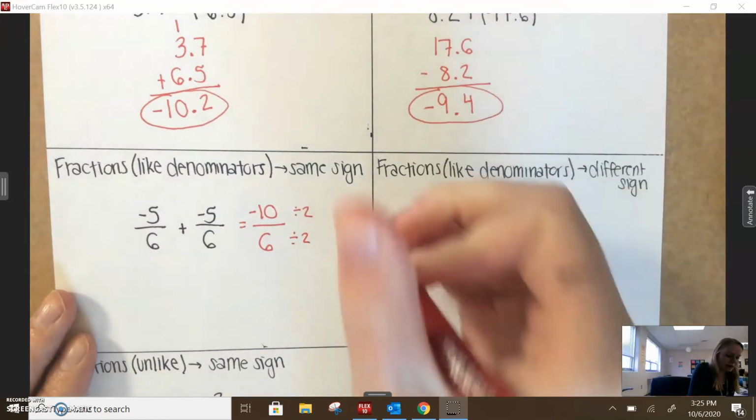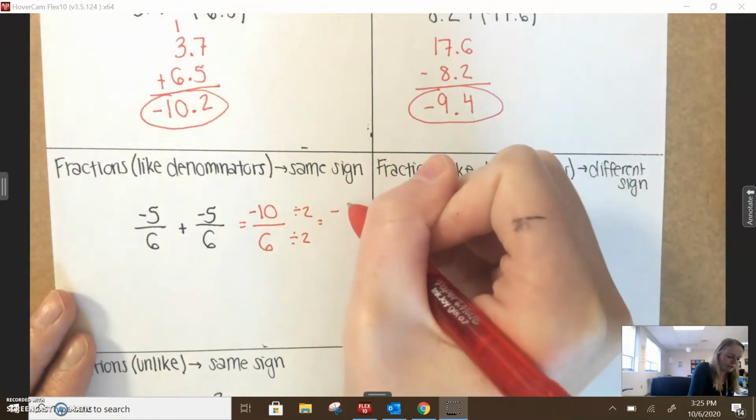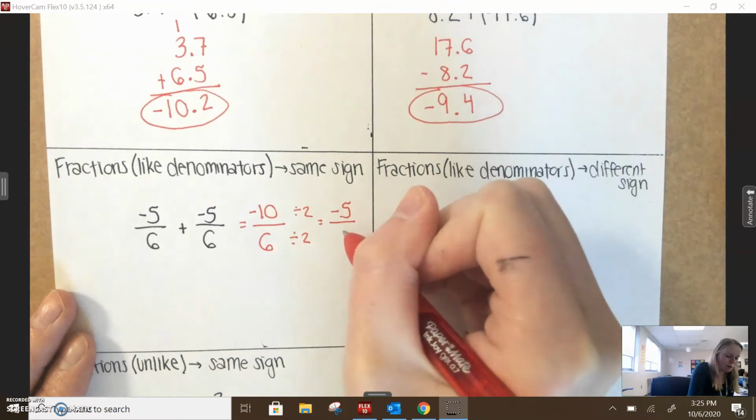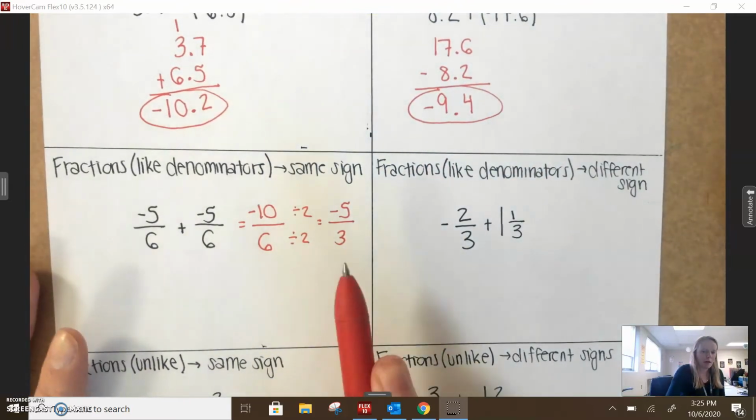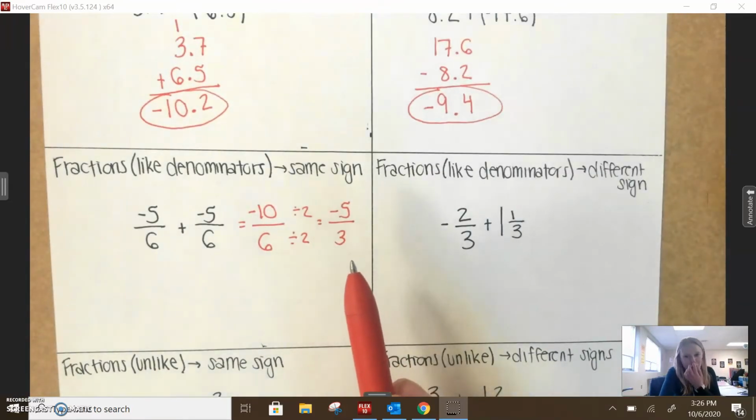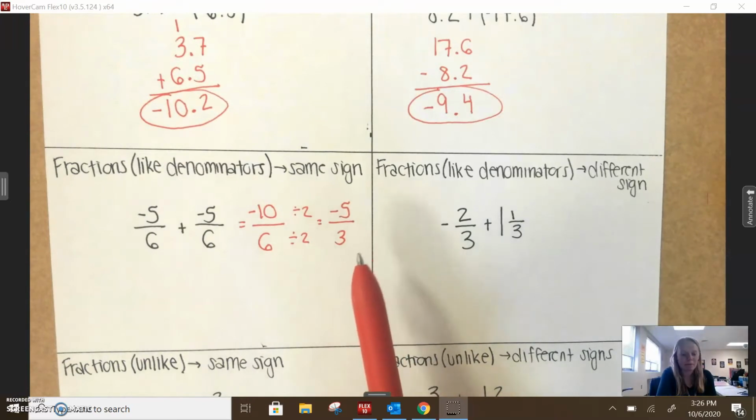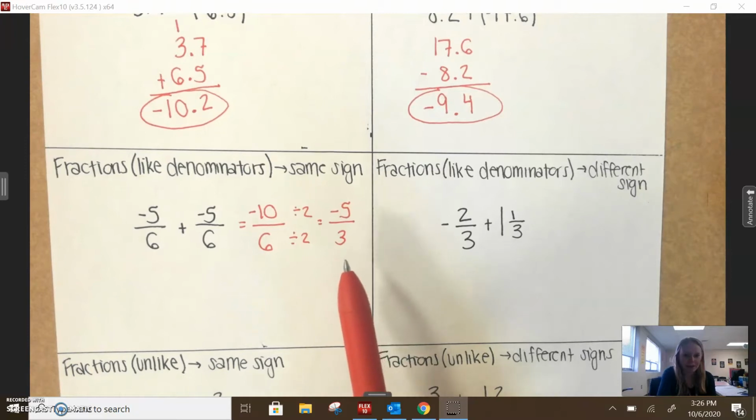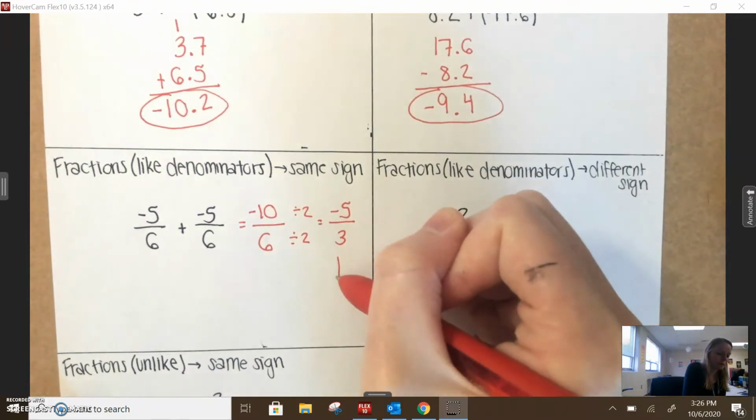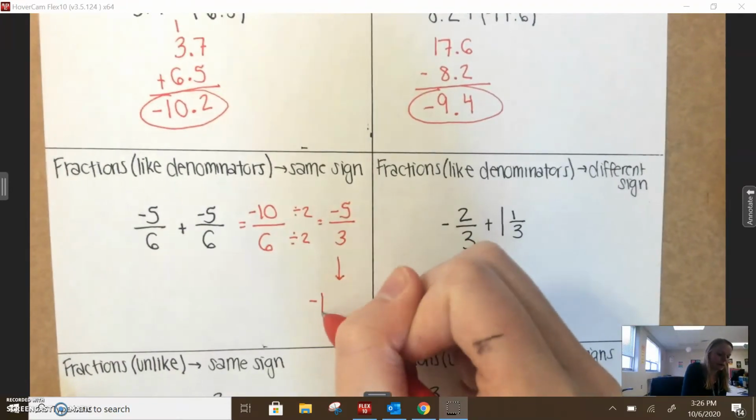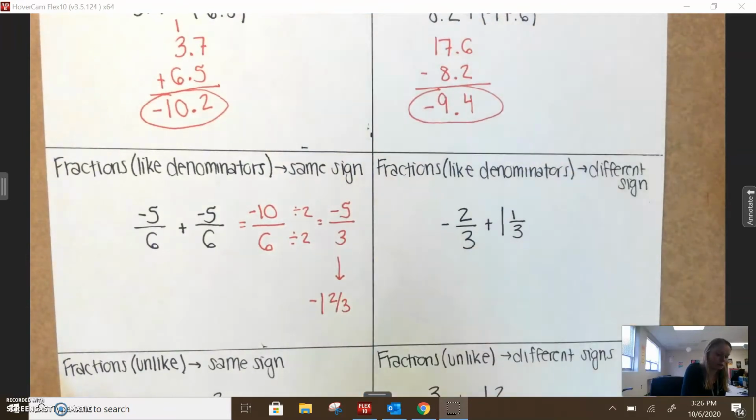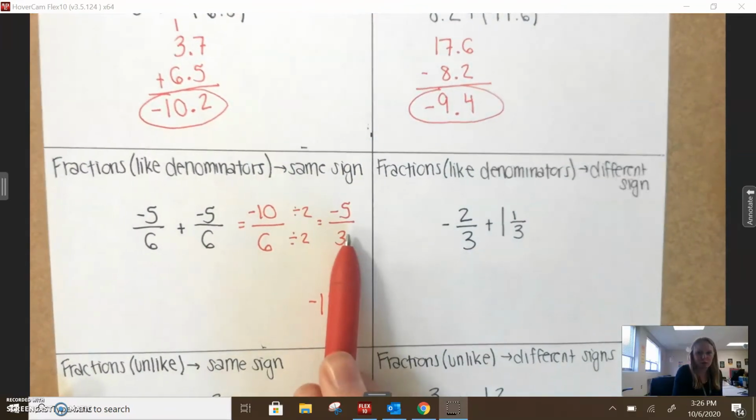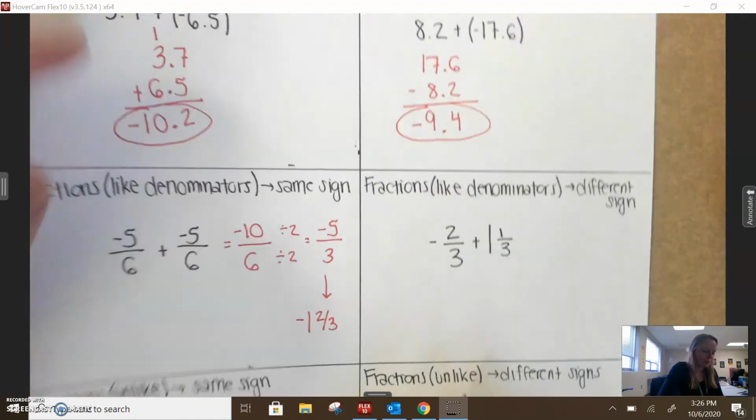When I do that, I get negative 5 over 3. I will accept this answer. Even though it is an improper fraction, I will still accept this as long as it is completely simplified like I did here. If you do want to make it a mixed number, you would have -1 and 2/3. Okay, but like I said, you can keep it like this if you would like.